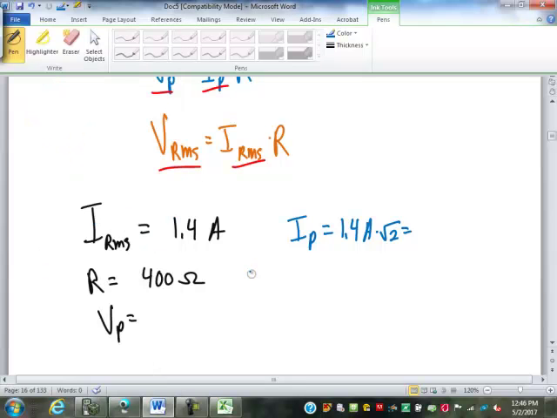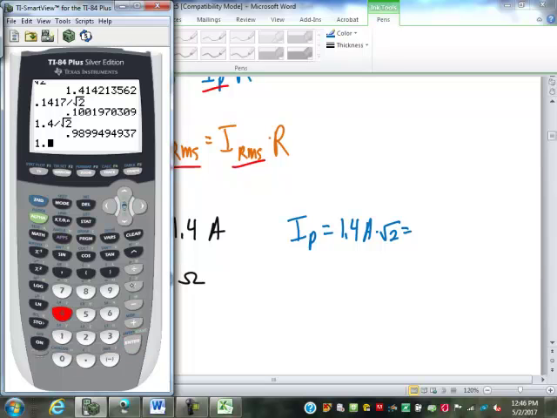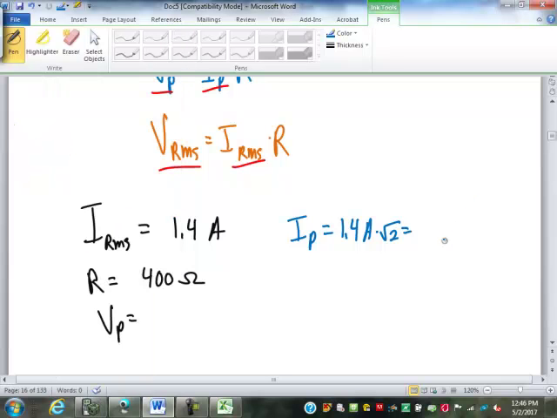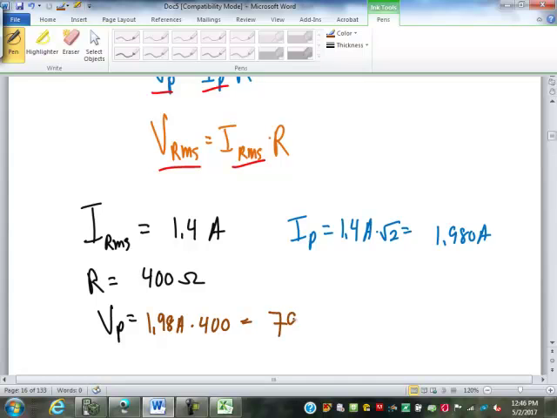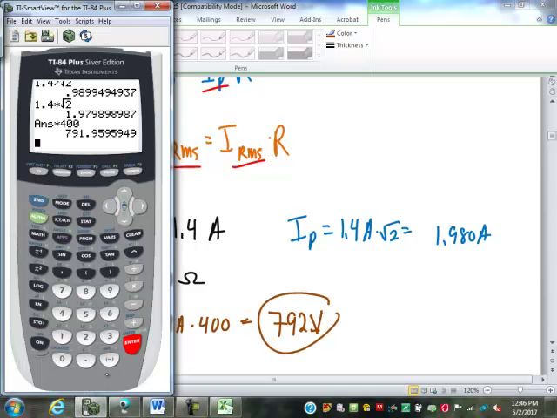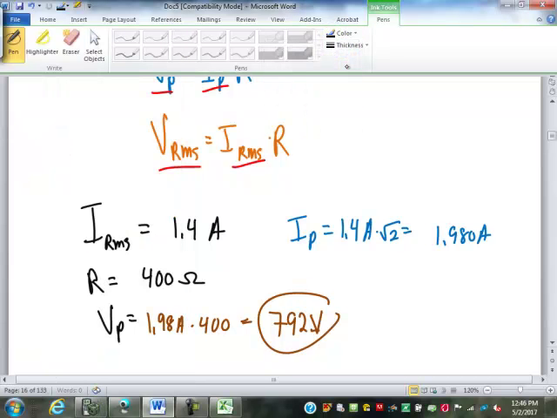So 1.4, I divided instead of multiplied. I've got to do that again. 1.4 times the square root of 2 is 1.980 amps. And then I know my voltage peak is going to be that peak current times my resistance. 792 about, you got? I had 791.96, close enough. Yep. That works.